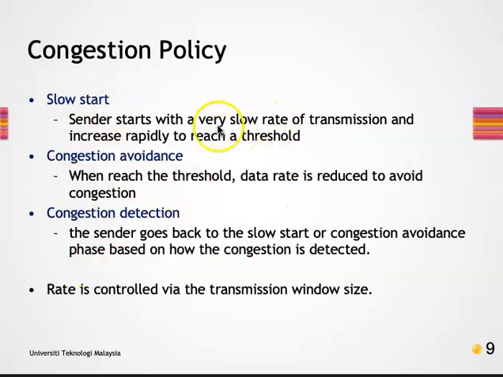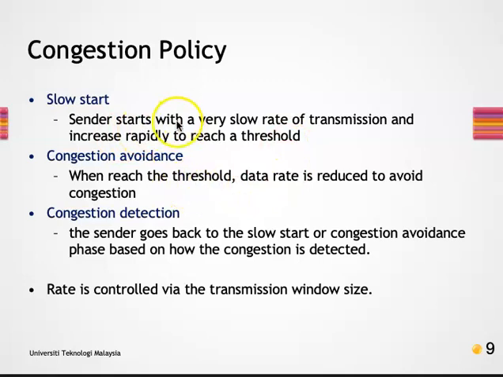First, we look at slow start, or in other words, exponential increase. For slow start, the sender starts with a very slow rate of transmission and increases rapidly to reach a threshold. So the idea for slow start is that the window will start slowly and grow exponentially.